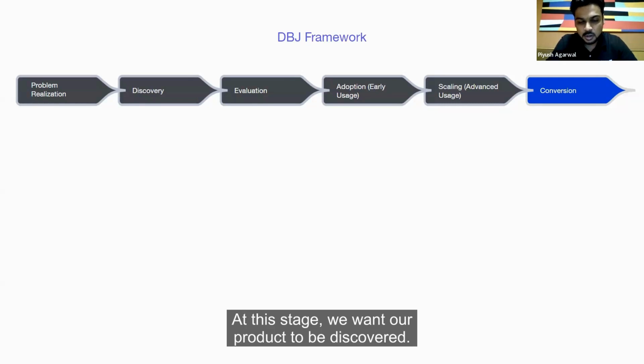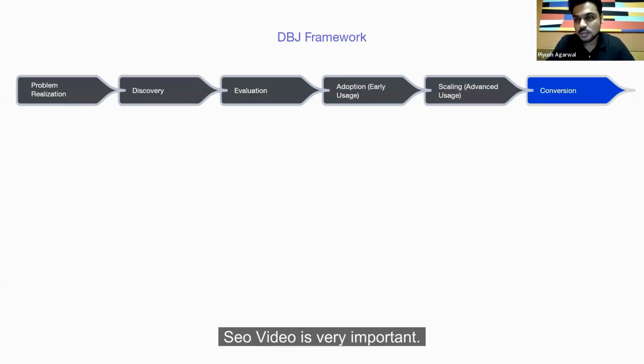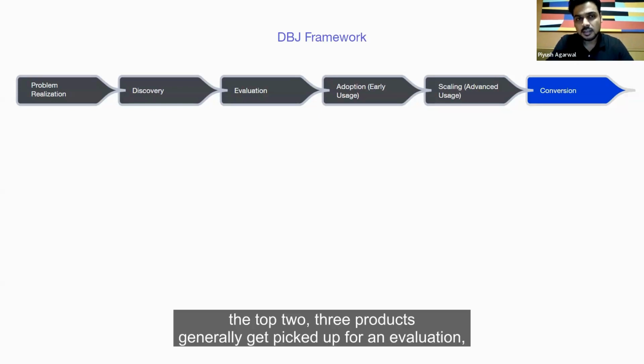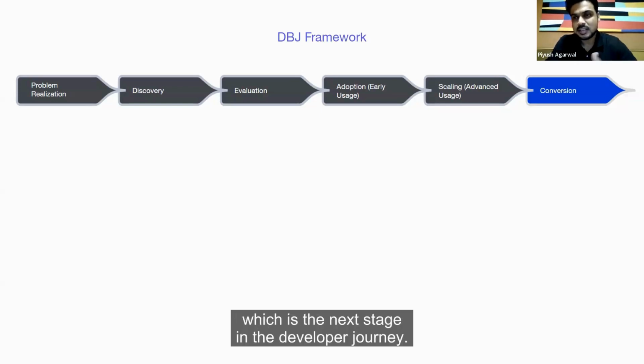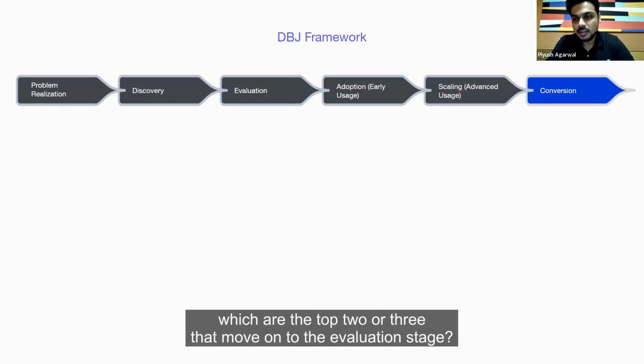At this stage, we want our product to be discovered. So this is where the presence in the developer community, awareness amongst developers is very important. SEO is very important. Having enough content out there so that our discoverability is high is very important. And hopefully with this, the top 2-3 products generally get picked up for an evaluation, which is the next stage in the developer journey. Out of the 10 products that do solve the problem, which are the top 2 or 3 that move on to the evaluation stage.